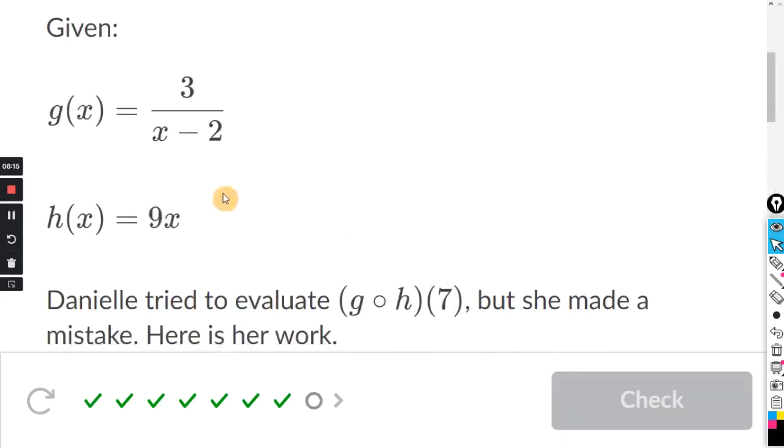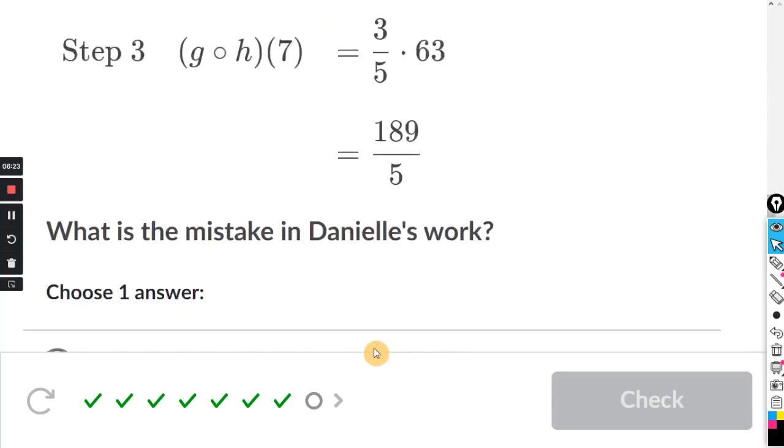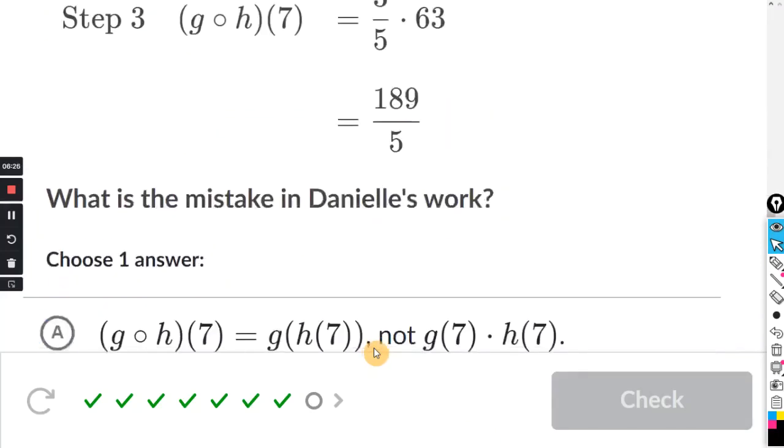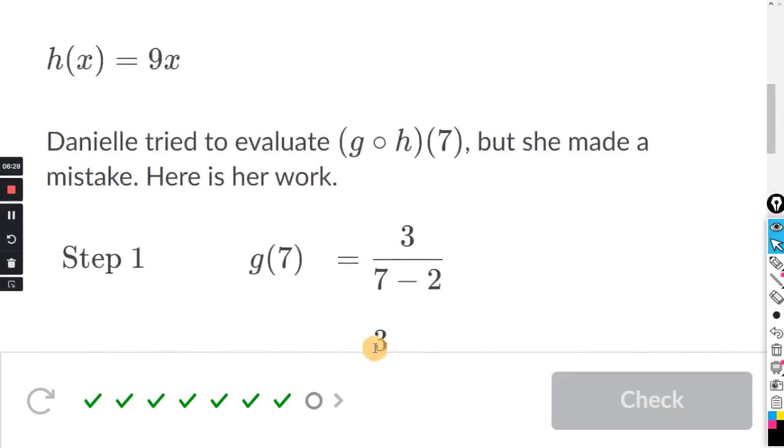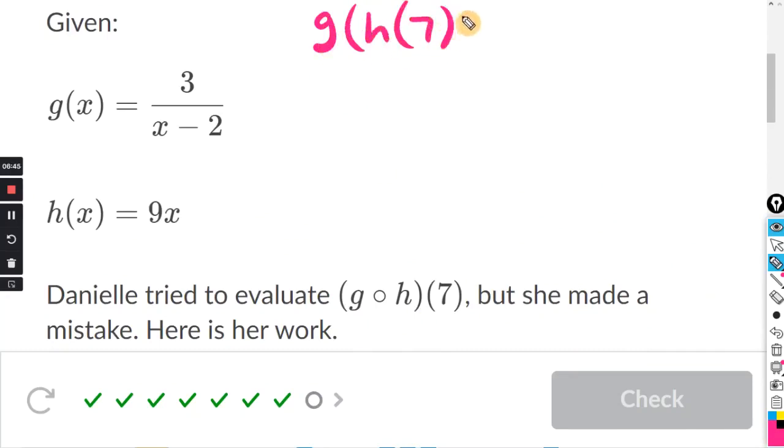All right, so h of x and g of x. Danielle tried to evaluate g of h of 7, but she made a mistake. Here is her work. Where is the mistake? I think for these mistake-type problems, it's best to do it yourself and then compare to the other person's work. So this is g of h of 7. First we need to evaluate h of 7. We're going to use the h function for that.